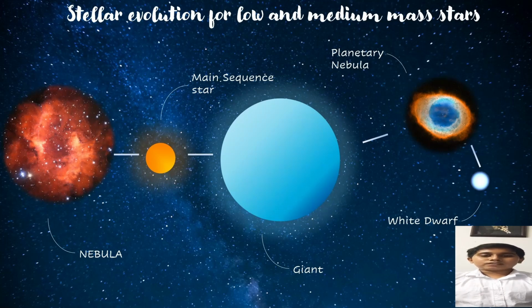Then comes the main sequence star. In this, the central temperature of the contracting protostar increases to the point where the nuclear reaction begins. Then comes a giant, where hydrogen converts into helium. Then comes the planetary nebula. In the planetary nebula, the star becomes a white dwarf and the expanding gas cloud becomes invisible to us.